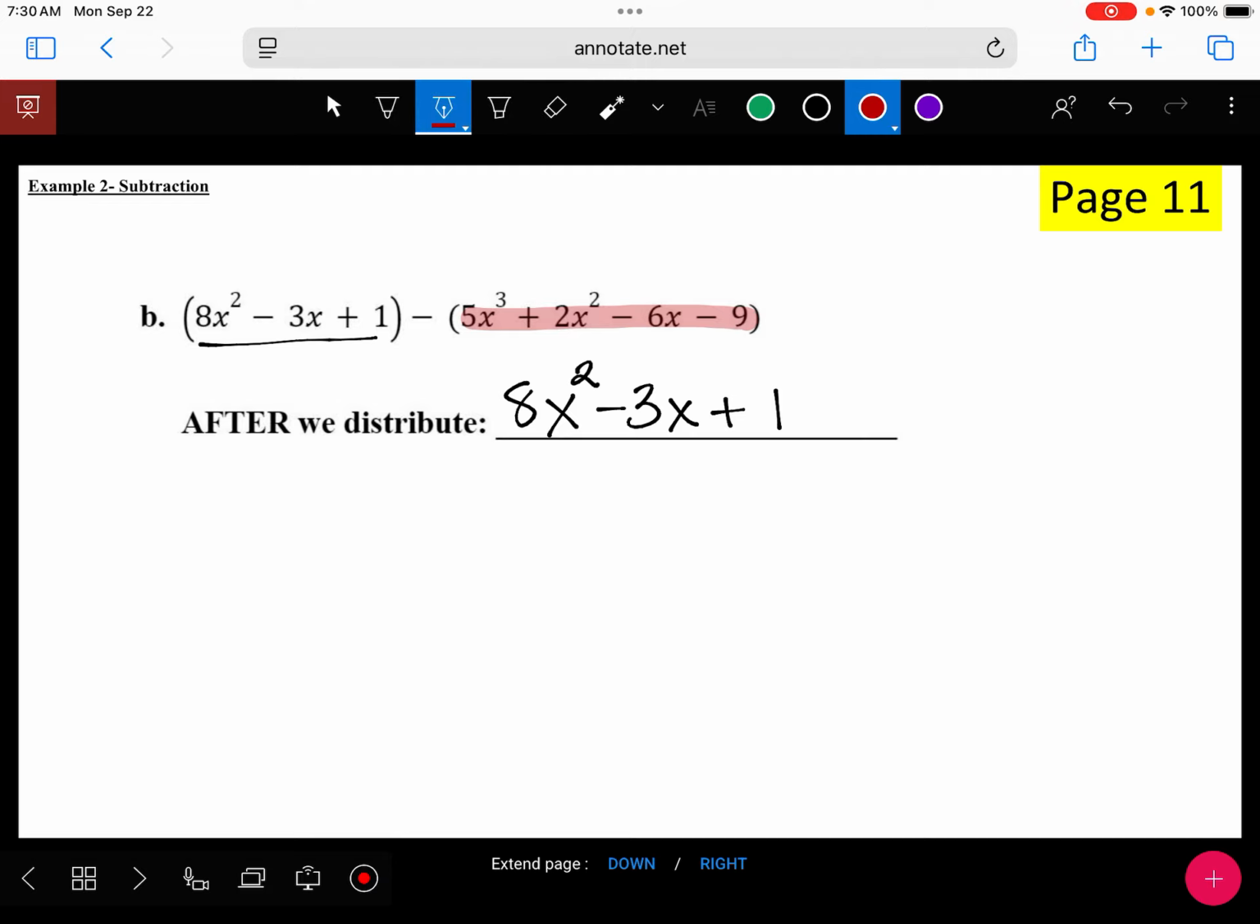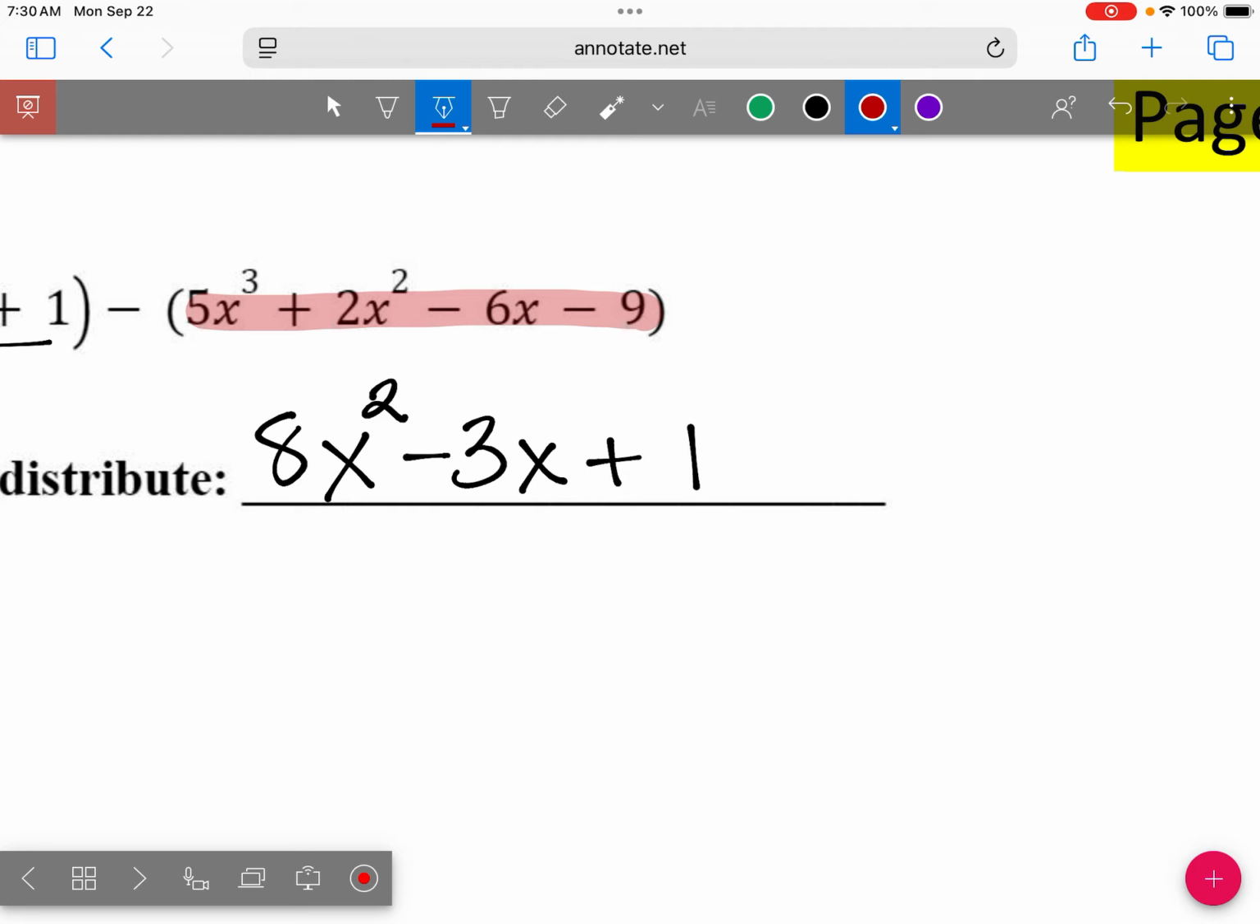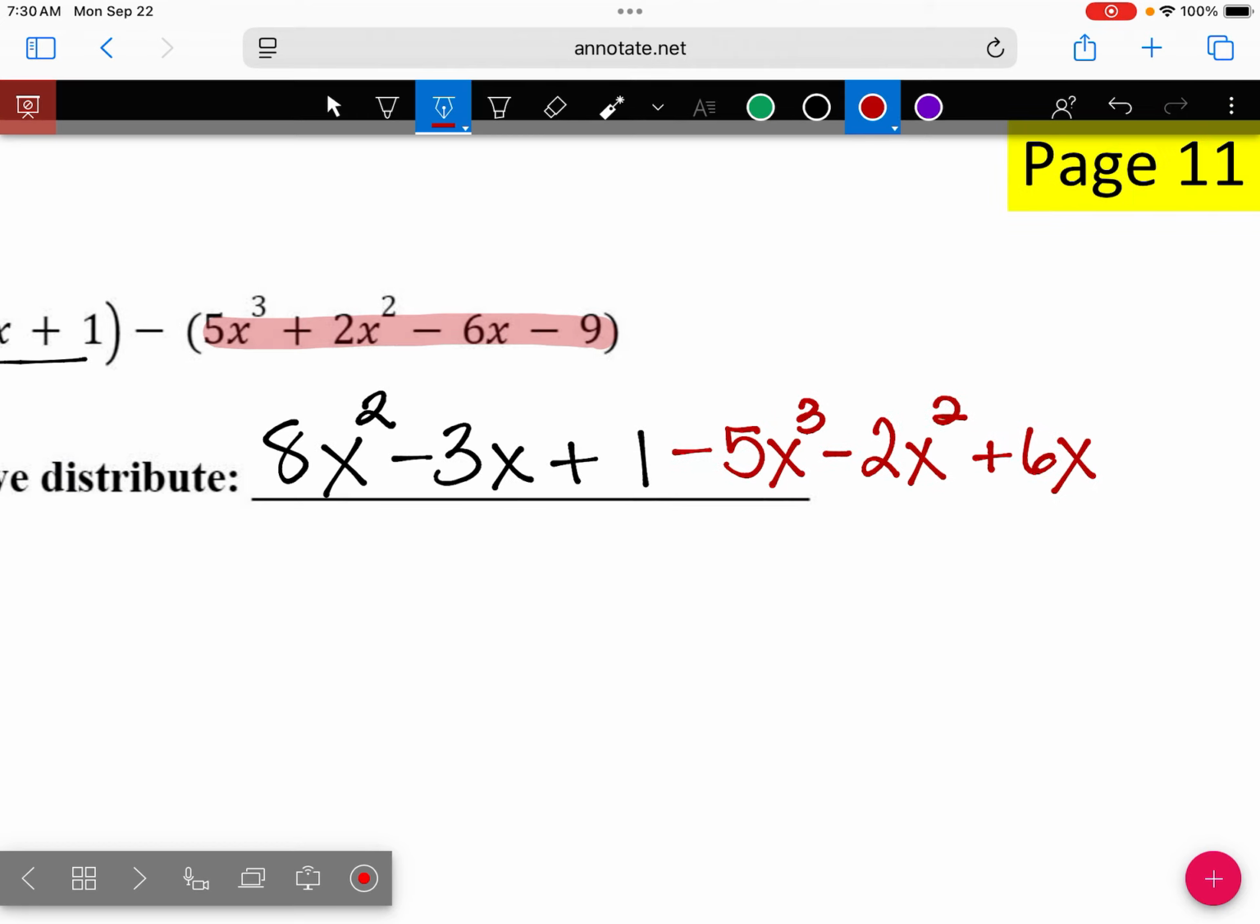So that's going to make the positive 5x cubed become a negative 5x cubed. And the positive 2x squared becomes a negative 2x squared. The negative 6x becomes positive 6x. And the negative 9 becomes positive 9.